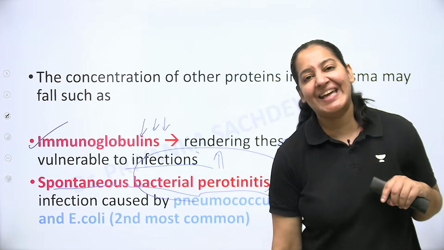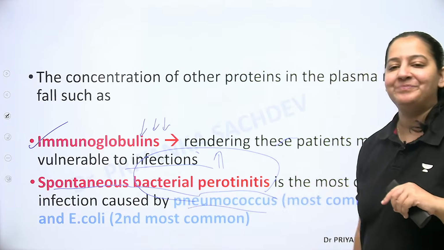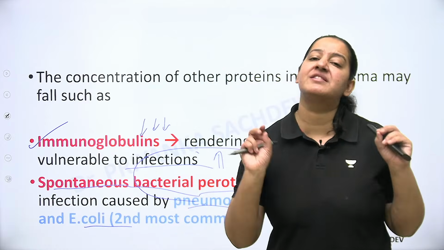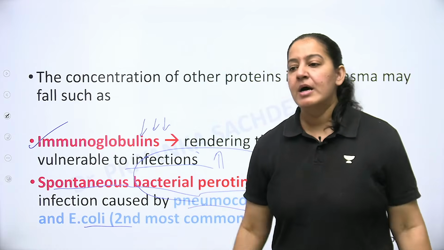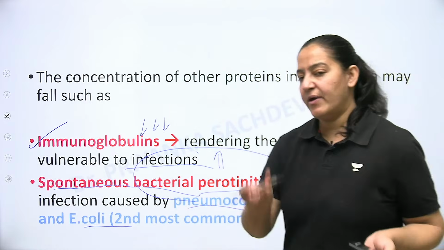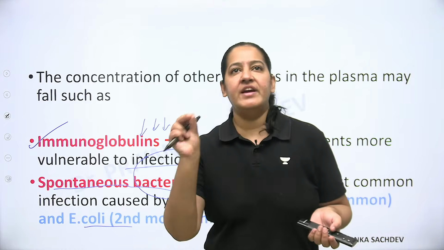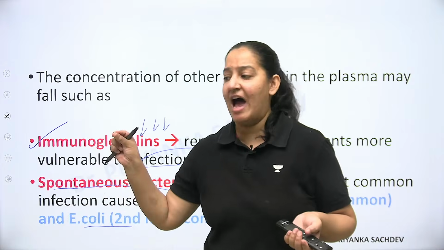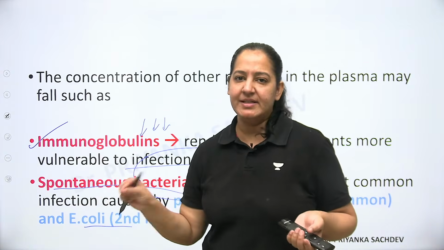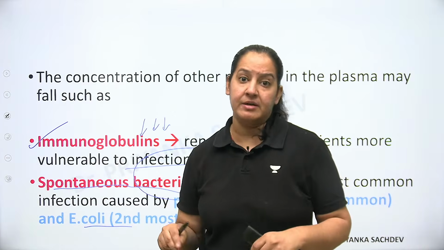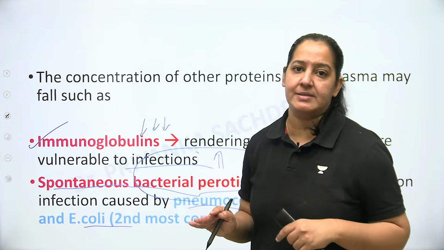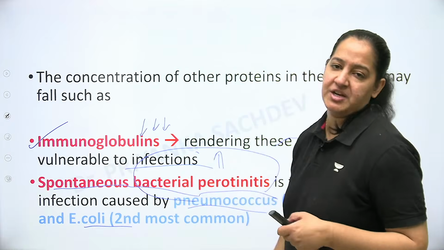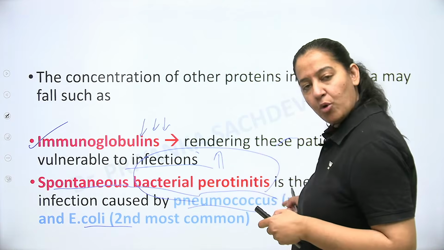Name the most common bacteria. The answer is pneumococci, followed by E. coli. So pneumococci and E. coli infections are very common in nephrotic syndrome. So all these things you will get in your clinical scenario question. A 45-year-old male patient having one of the glomerulonephritis, having severe proteinuria, is vulnerable to infection. He is having spontaneous bacterial peritonitis. So the clinical scenario is about nephrotic syndrome, which is leading to the infection in the patient. Most common bacteria is pneumococcus followed by E. coli.